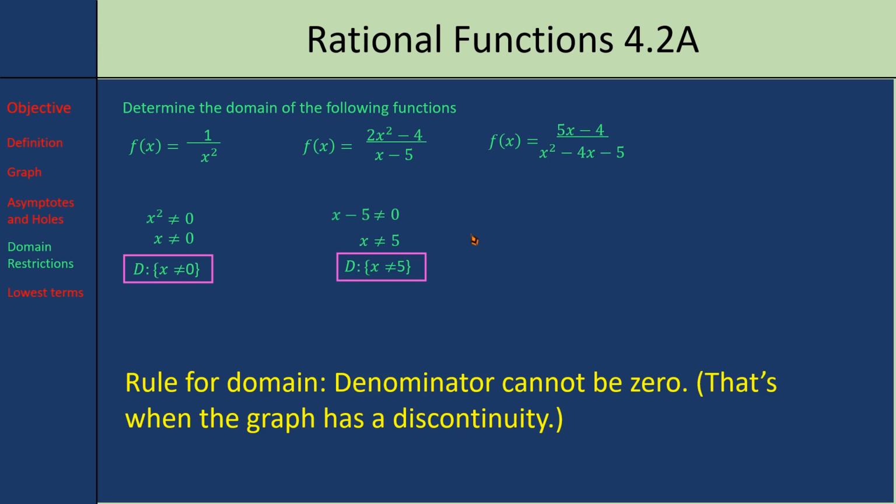Another one here, this one you have to factor out. Just take that, not equal to 0. Factor it out. I have x minus 5, x plus 1 not equal to 0. So I solve that. x cannot be 5, x cannot be -1. So my domain is x not equal to 5, x not equal to -1.